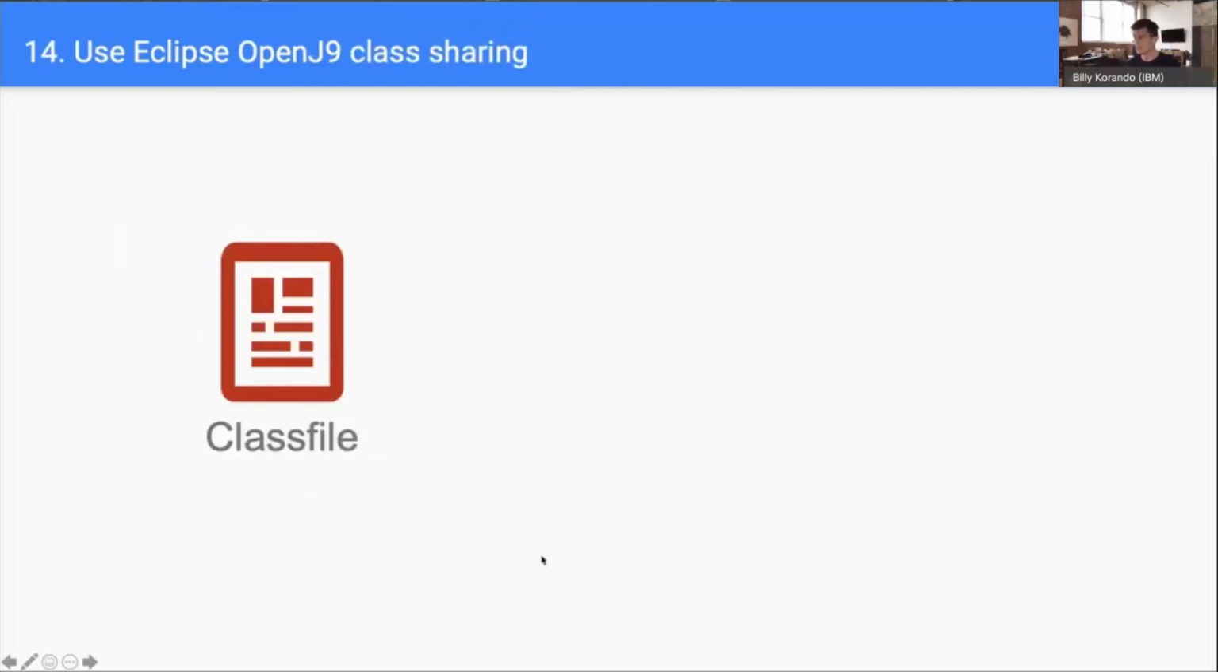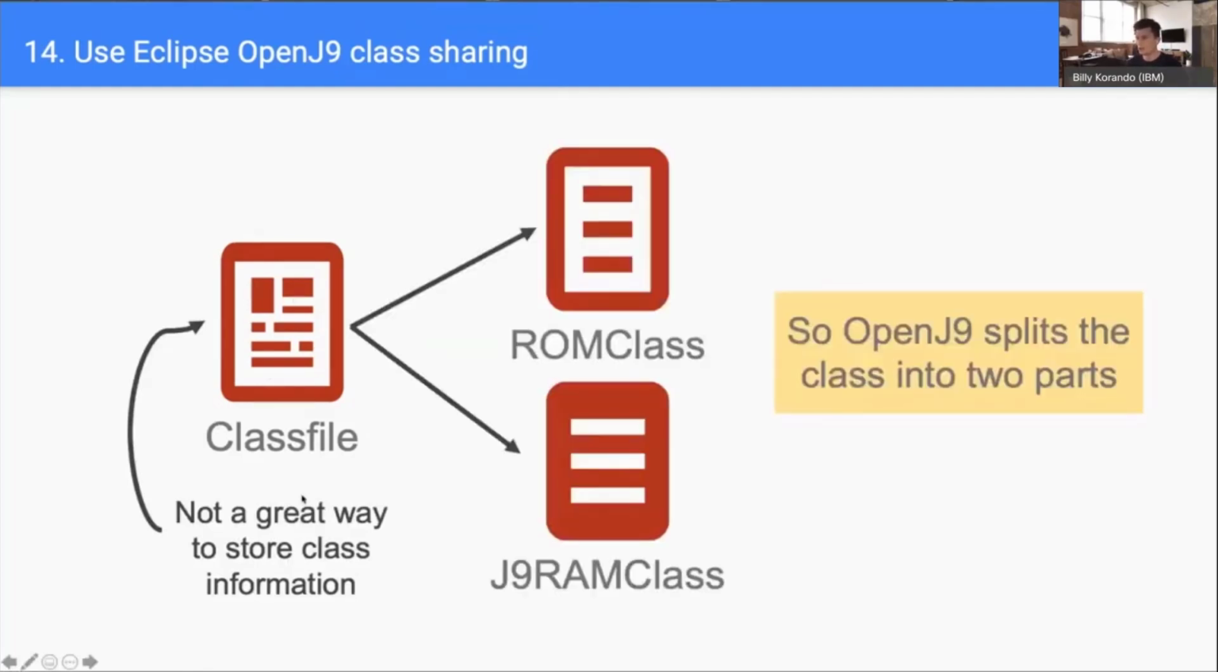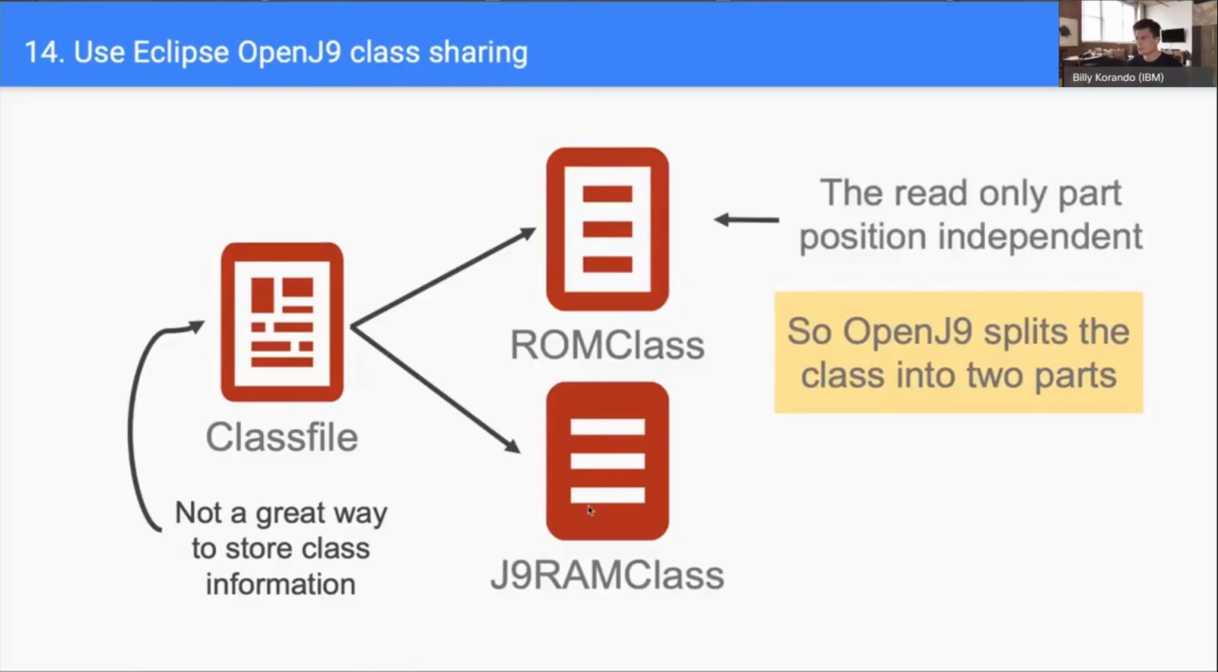Also, something that I know is better supported in newer versions of HotSpot is class file sharing. Typically it isn't a great way to store class information, since you're storing both dynamic and static information together. So in OpenJ9, this is split into read-only memory, which holds static information like the class name and field names. That's going to be the same across every instance of that class, across all the JVMs. Then there's the dynamic information, like the actual value associated with a particular field name. So OpenJ9 splits that into two parts: the read-only, persistent, independent part and the stateful part.